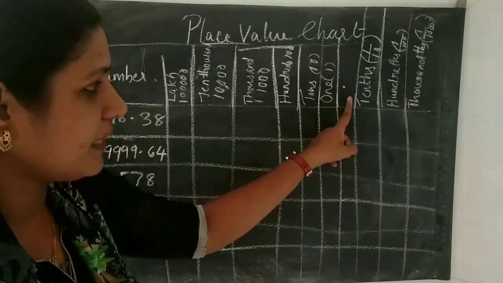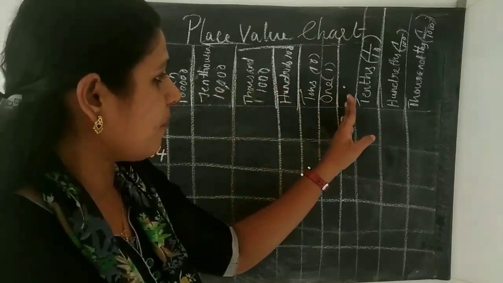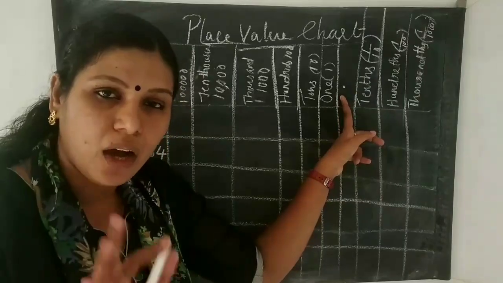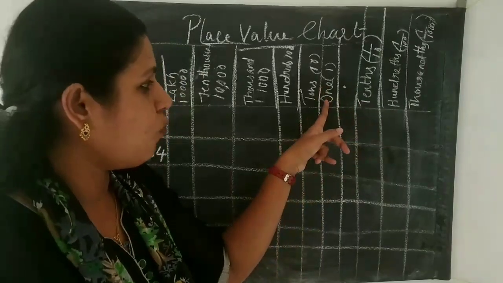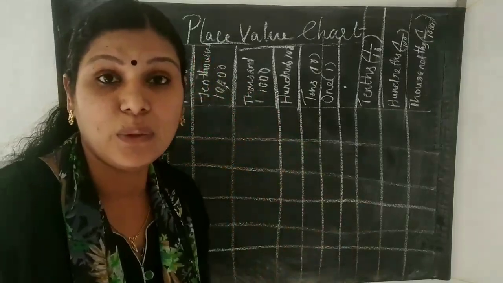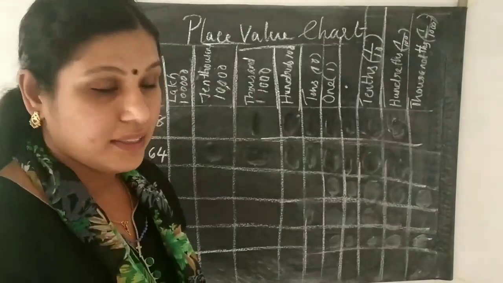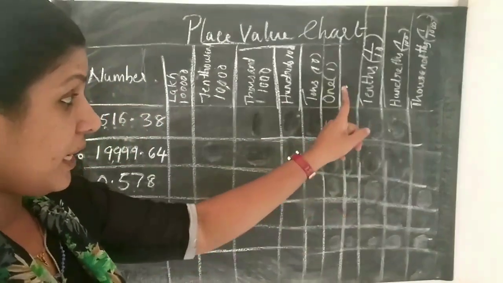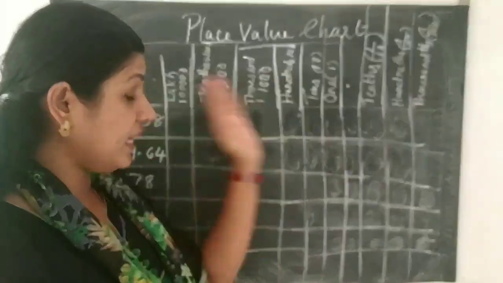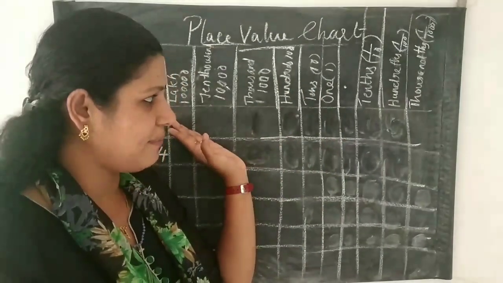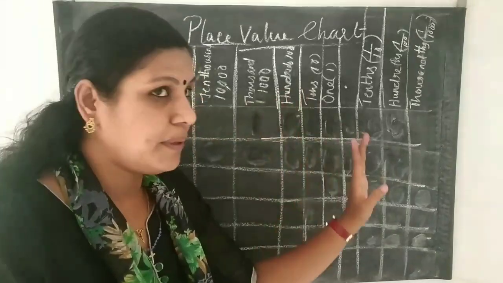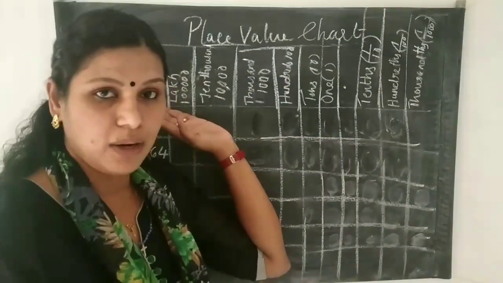This is the decimal. The numbers to the left of the decimal point are the whole number, that you know. That is ones, tens, hundreds, thousand, 10,000, lakhs, 10 lakh, crore, and so on. The numbers to the left of the decimal are the whole number.